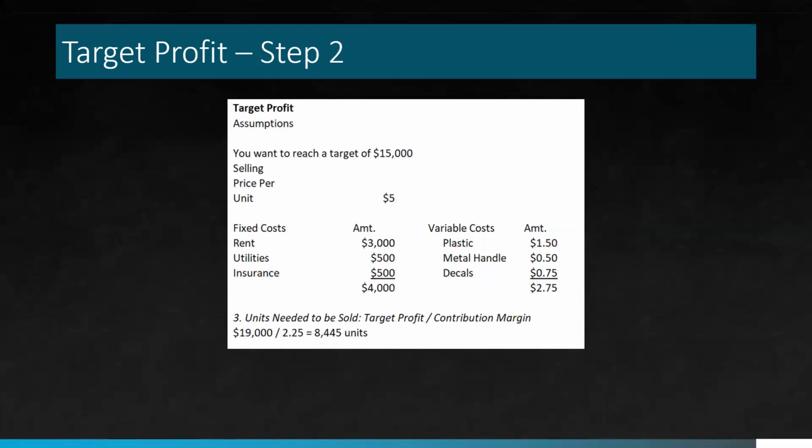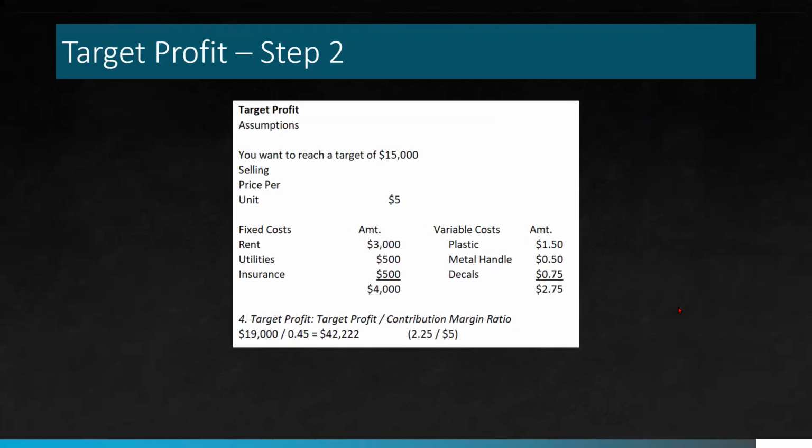So what does that mean? Now I want to know how many units I need to sell to get to the $19,000. I take that $19,000 and divide it by the contribution margin. That tells me that I need to sell 8,445 units.